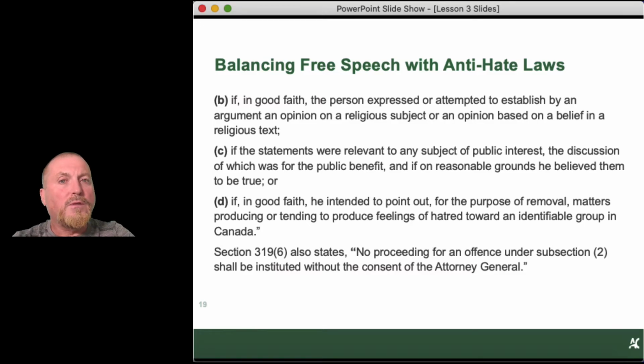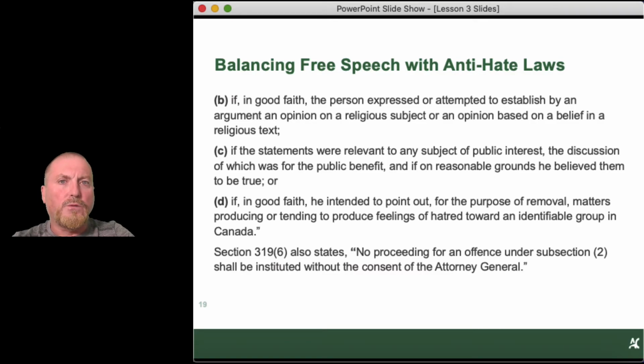So even where we have controls on hate speech and other harmful speech within criminal law, liberal democratic societies have been very cautious to allow for protections so that those criminal laws that curtail free speech are not abused. And that again speaks to the vital importance of free speech to a liberal democracy. Section 319.6 also states, no proceeding for an offense under Section 2 shall be instituted without the consent of the Attorney General.